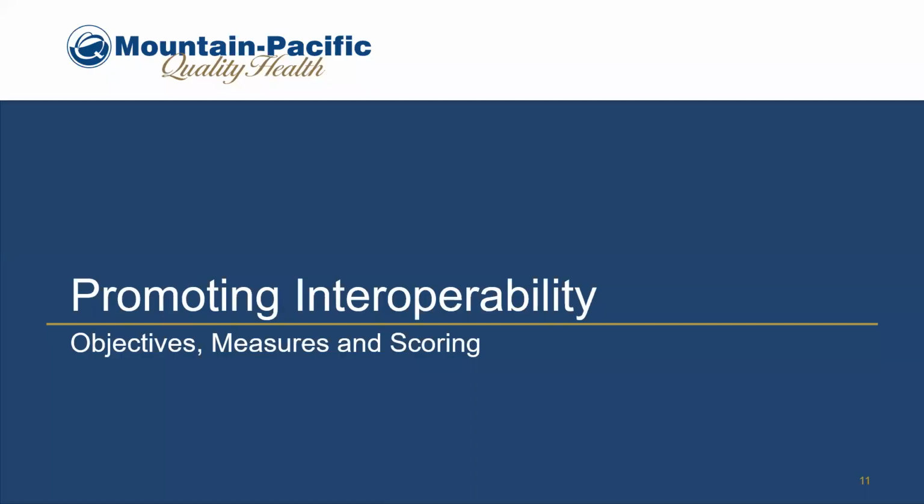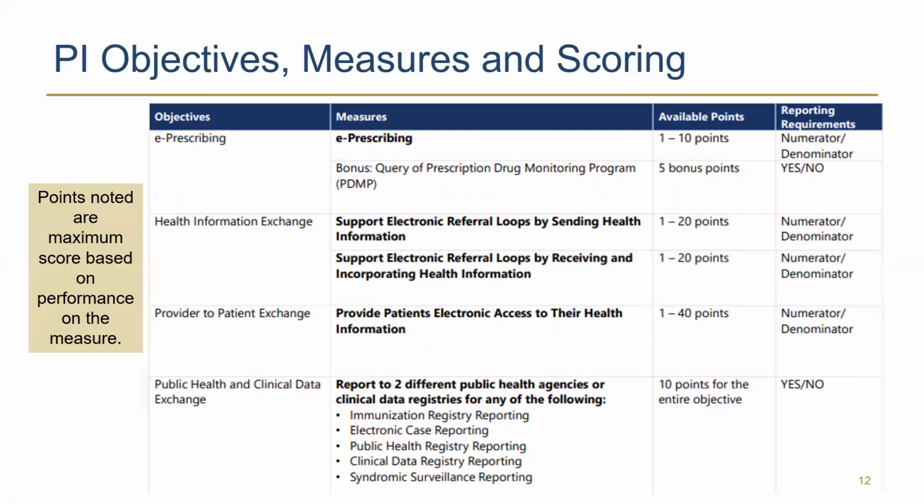Thank you, Sarah. Okay, next we are going to talk about the PI objectives, measures, and scoring. The performance measures which contribute to the PI score are divided into 4 objectives listed here in this table. We've provided this slide to give you a summary of all of them on one page, and we will be covering each of these in detail today.